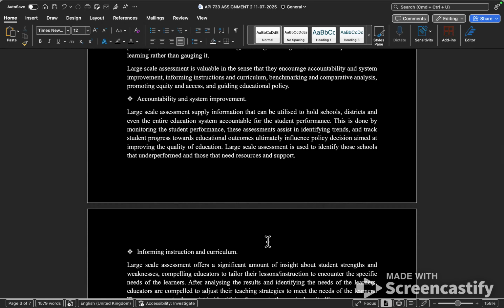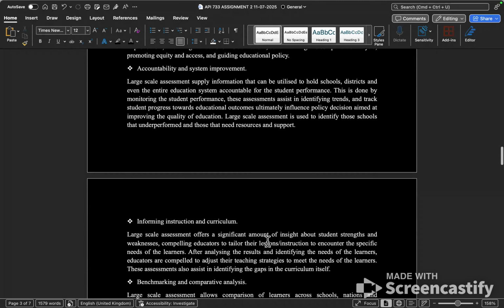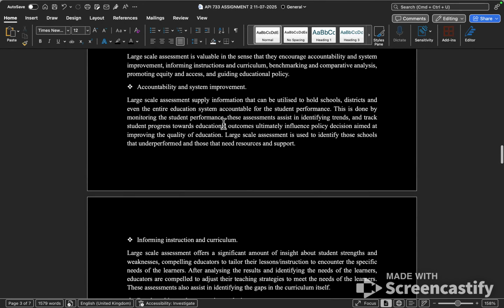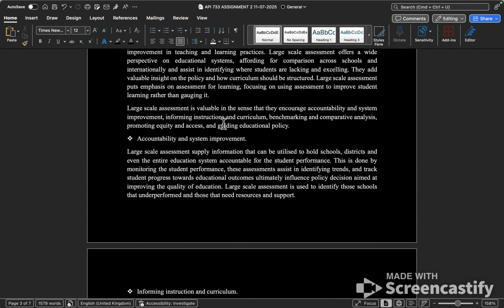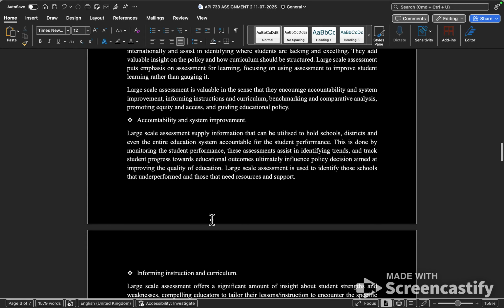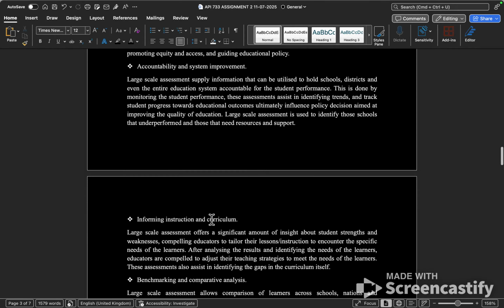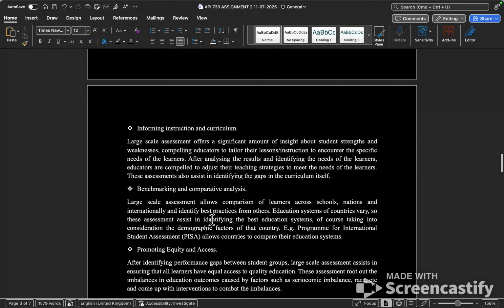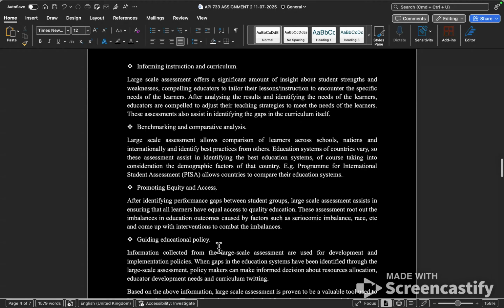I will not get into the explanations of these values that the large scale assessment adds to the education system of the country. However, you can take a look at the document, accountability and system improvement. It is explained. Informing instruction and curriculum also explained, and so on and so forth.